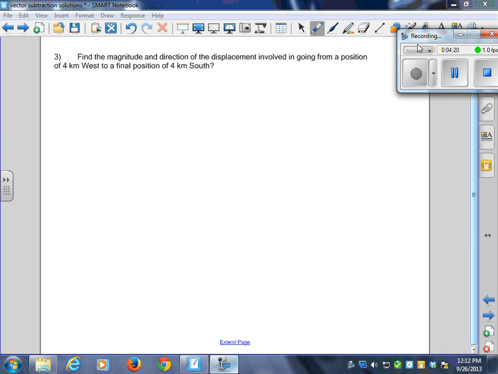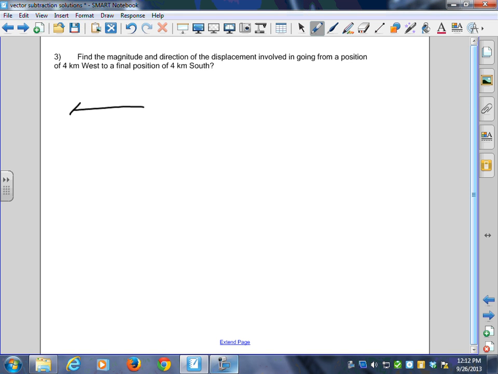So let's just have a look. Final position is 4 kilometers south. Let's start with our initial, I guess. 4 kilometers west is my initial. XI.